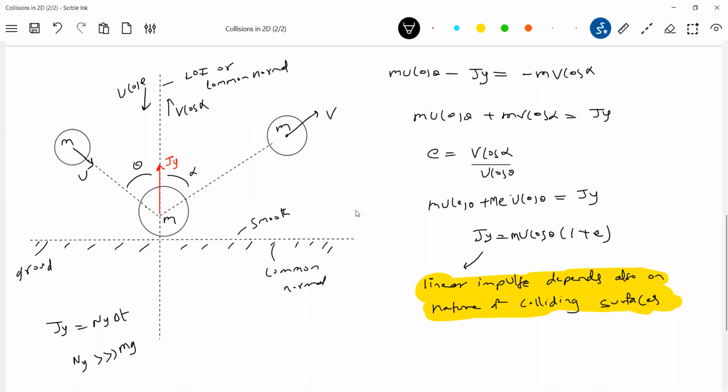This is about the coefficient of restitution, and this is the expression for JY. Along the x-axis, will any impulse act? The ground is smooth, so along the x-axis, momentum is conserved. Net impulse along the x-axis is 0. So initial momentum mu sin theta should be equal to mv sin alpha. Therefore, u sin theta equals v sin alpha.